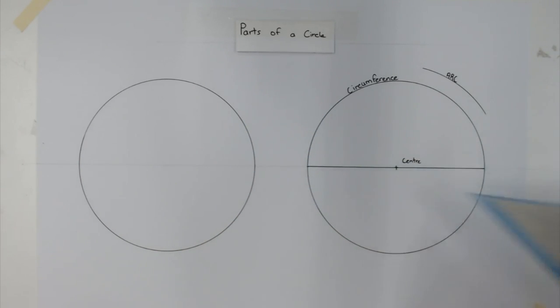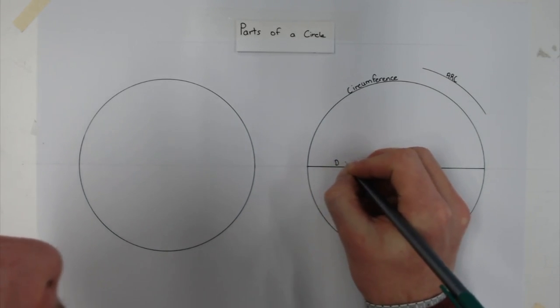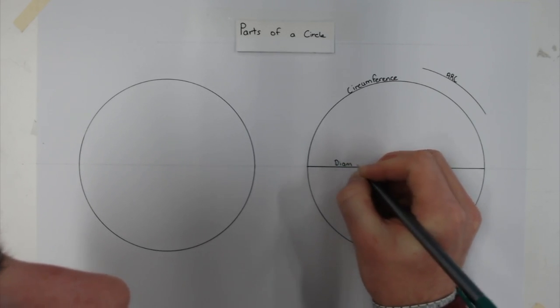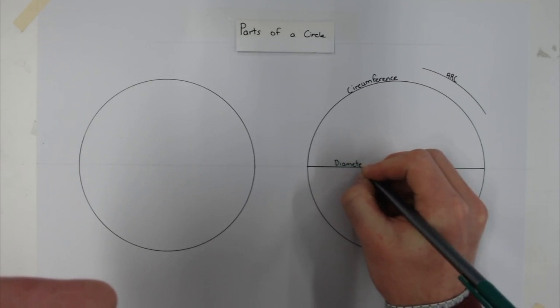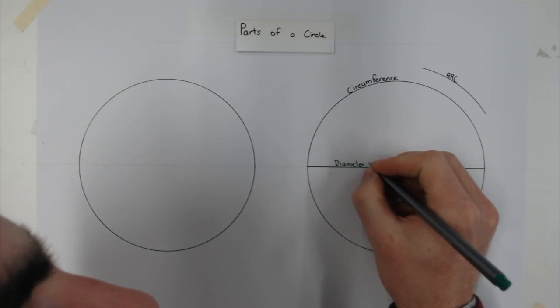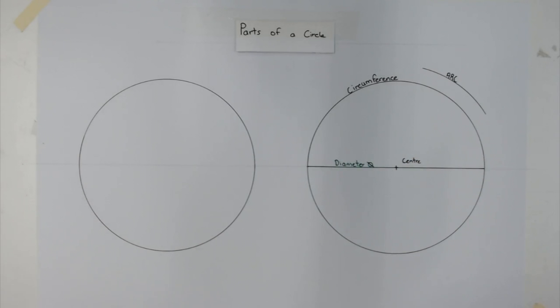So let's write that in. It's spelled D-I-A-M-E-T-E-R, diameter. Okay, that's a chord that passes through the center. And actually, just importantly, the symbol for a diameter is this. Okay, that's the symbol for the diameter.